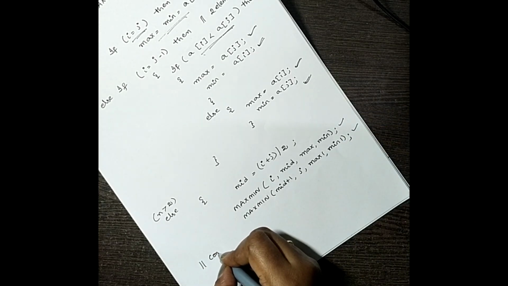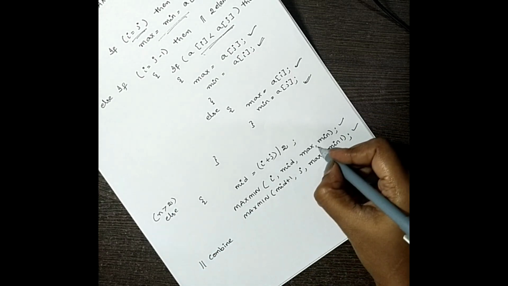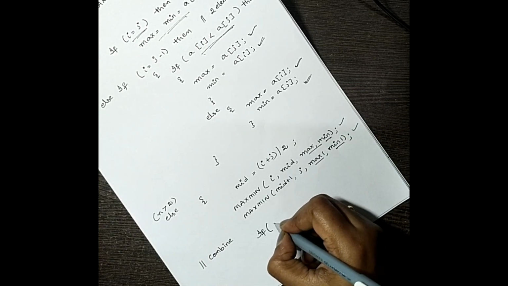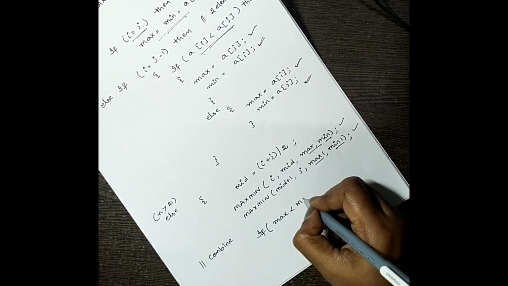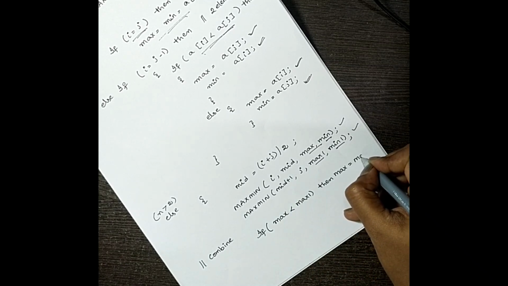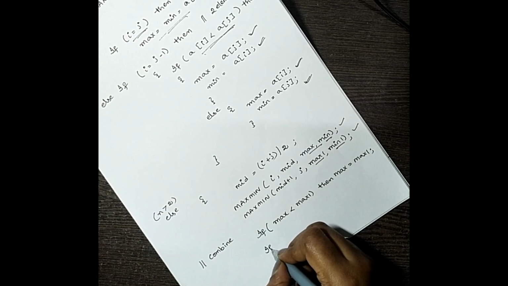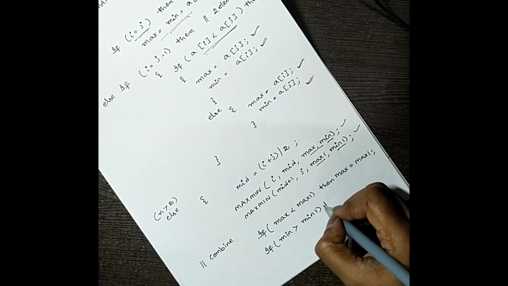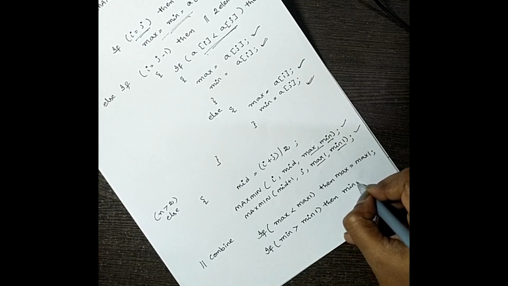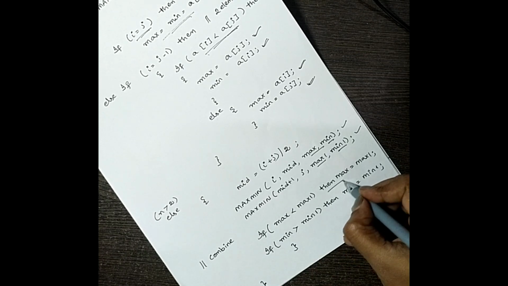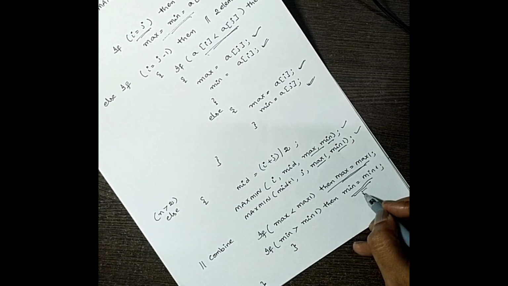Then the last step is to combine. That is, we have to do the comparison between the two lists. So if max is less than max1, that is max1 is greater than max, then maximum value will be max1. If min is greater than min1, then minimum value will be min1. Like this, we'll do the comparison and find out the maximum value and minimum value.